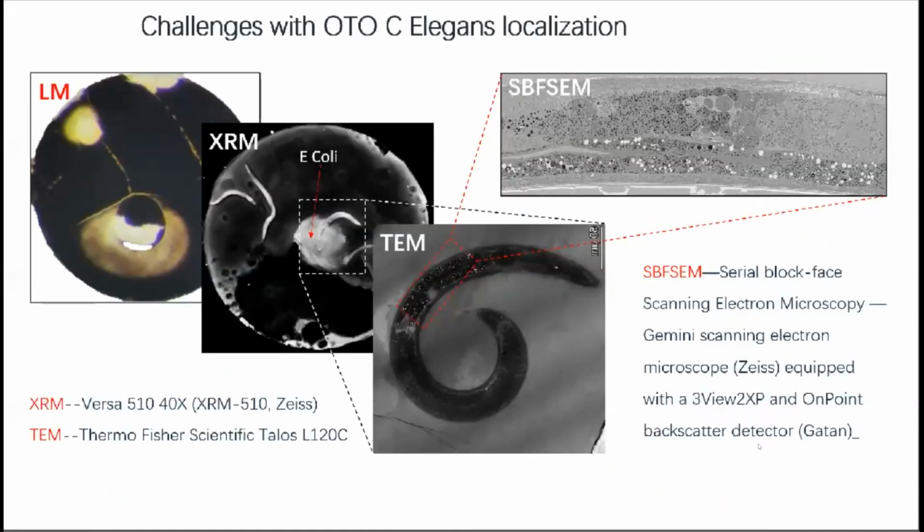When I used the OTO, the sample was too black and I couldn't find the target. So I used the X-ray microscope to localize the sample. Then I chose the E. coli around the C. elegans, just like this, because E. coli can protect the C. elegans and increase the sample's electron conductivity. After trimming the sample, I use the 3-wheel to collect the data.